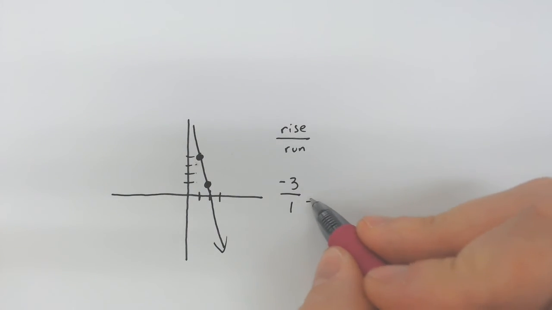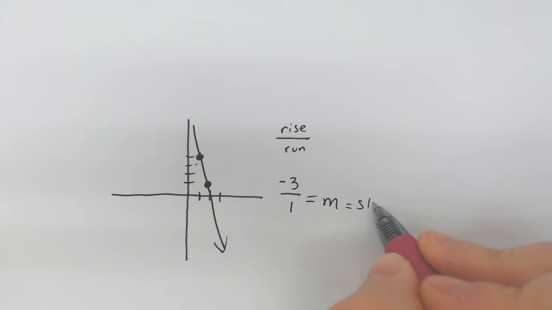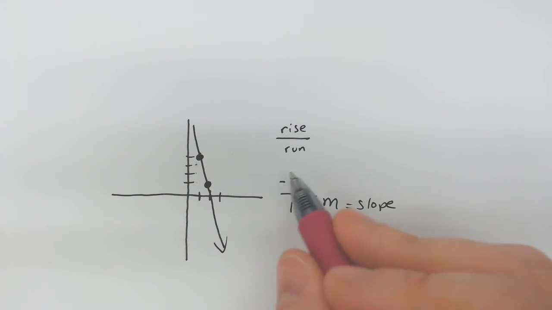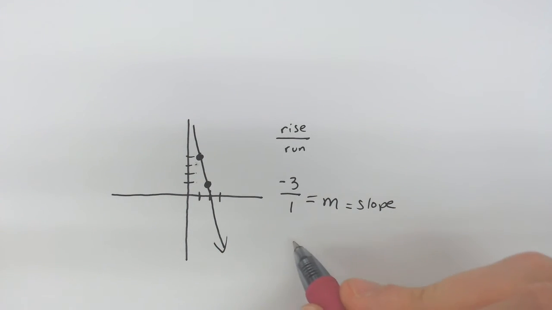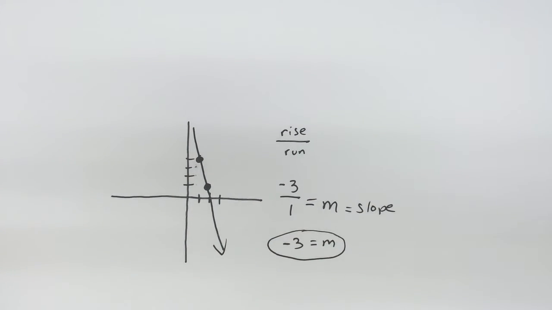And that, ladies and gentlemen, is the slope, which we call m. M is slope. Now, you could simplify negative 3 over 1 down to just plain old negative 3. And that would be 100% perfectly acceptable.